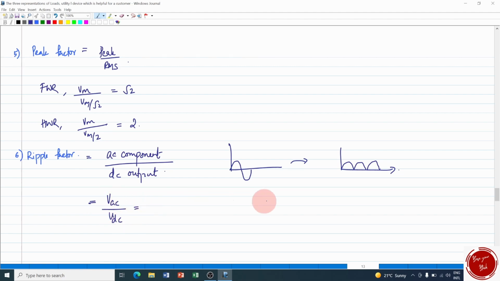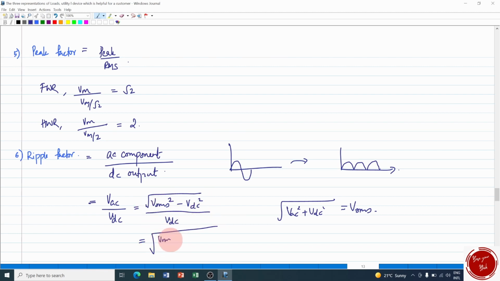And the square root of VAC square plus VDC square is your VRMS, the effective value of the vector summation of your AC component and DC component. So what is VAC from this formula? It is simple, the square root of VRMS square minus VDC square, divided by VDC. On solving, when I include this VDC inside the square root, it will be VRMS square divided by VDC square minus VDC square by VDC square, or again, what is this? VRMS by VDC or VRMS by V average. It is the form factor, isn't it? So it is the square root of form factor square minus 1.